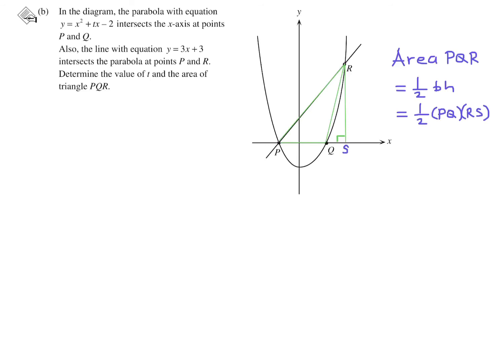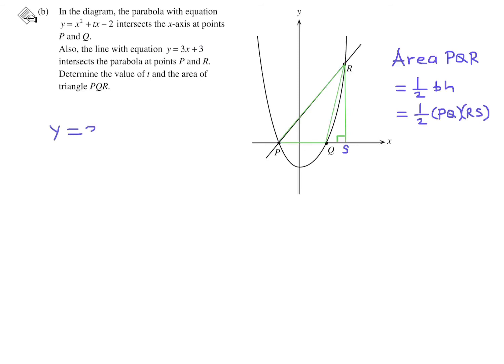Okay, so if we figure out t and we figure out the distance from P to Q and then the distance from R down to the x-axis, we will be set. So now let's proceed. Where would you like to start here? There's so many ways to start this question. I'll just start with this guy right here. It seems pretty simple enough.